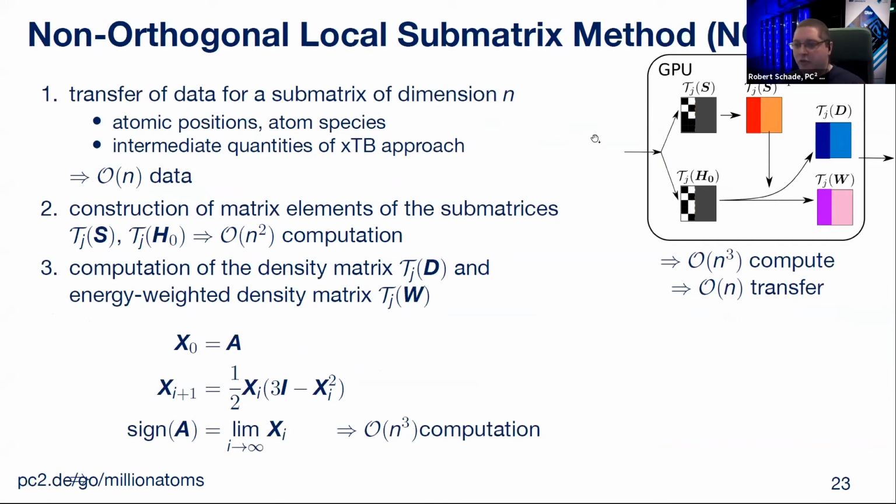Then the actual computationally intensive operation on the GPU is the computation of the density matrix and the energy weighted density matrix, which we additionally need for the forces later. This is again done with an iterative scheme, so that we can take advantage of the tensor cores in NVIDIA GPUs.